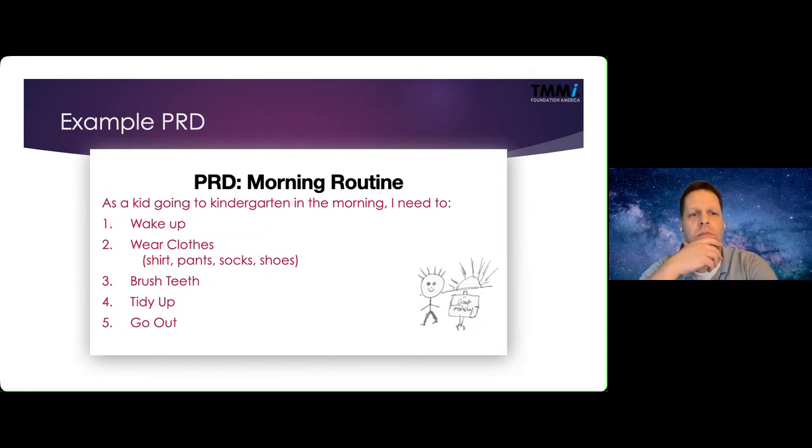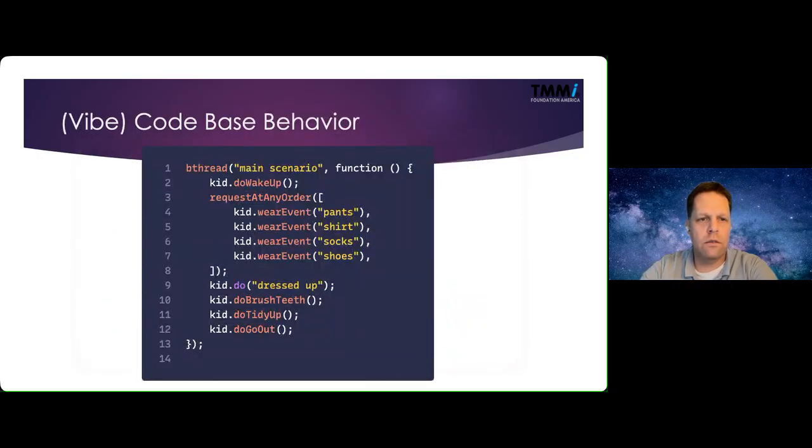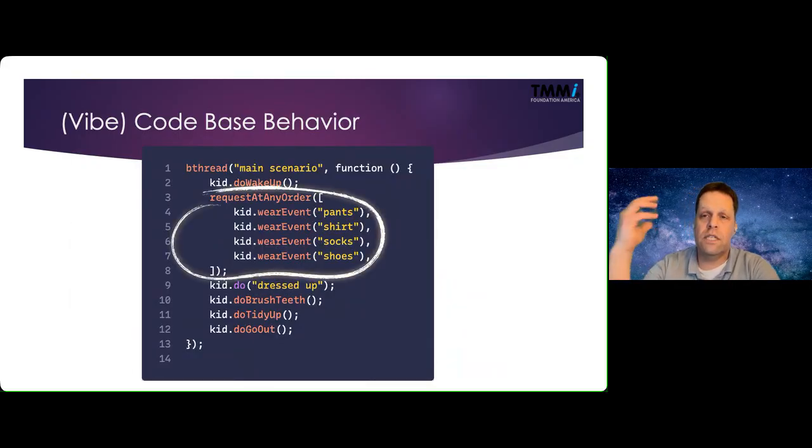As a kid going to kindergarten, I need to wake up, wear clothes: shirt, pants, socks, shoes, etc., brush teeth, tidy up, and go out. Okay, that's a PRD. We can feed this to vibe code this or just write the code here. Not very complex, and we get something like this. I'm not going to get into the weeds of it, but the important thing to note is that we never said anything about the order in which the clothes must be worn. So we need to model all possible orderings, right? Because there's no specific path here.